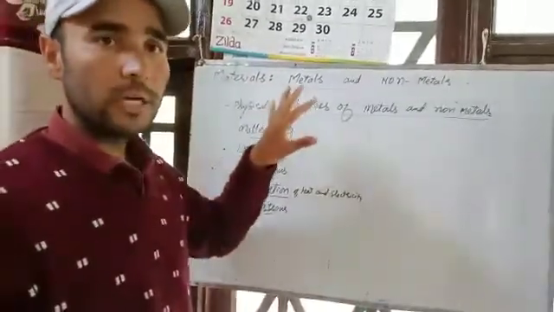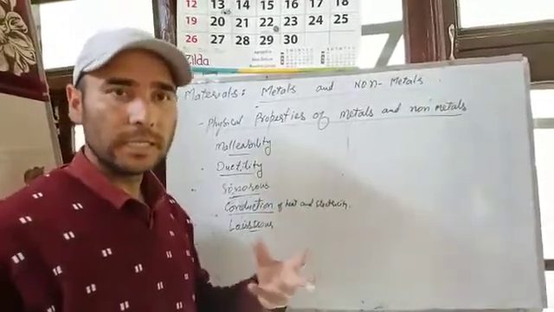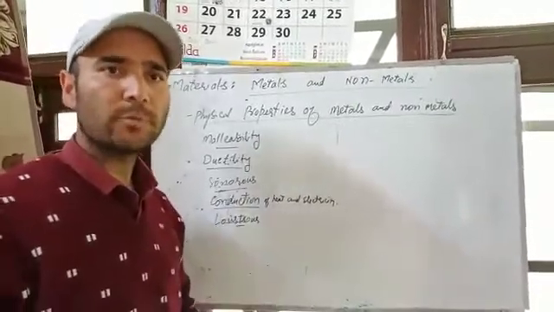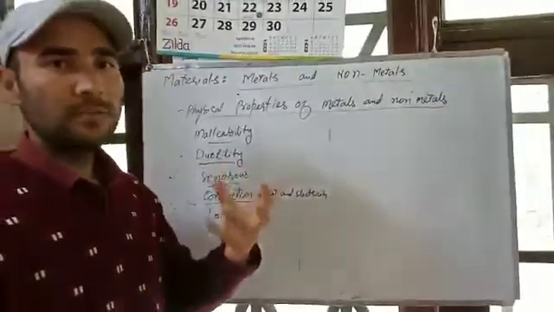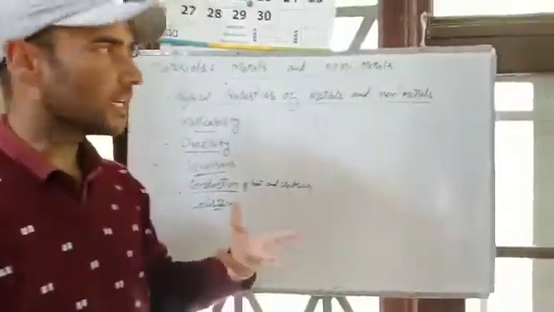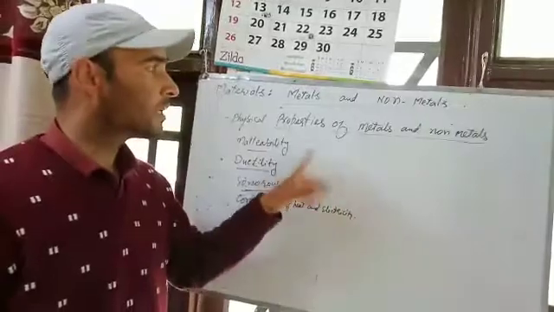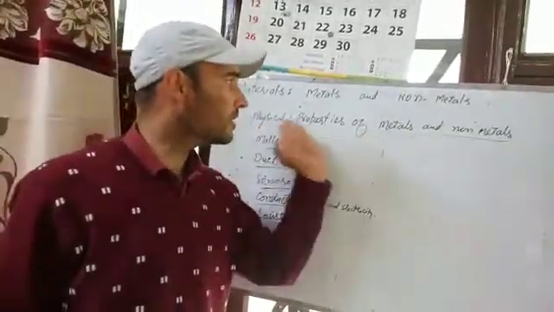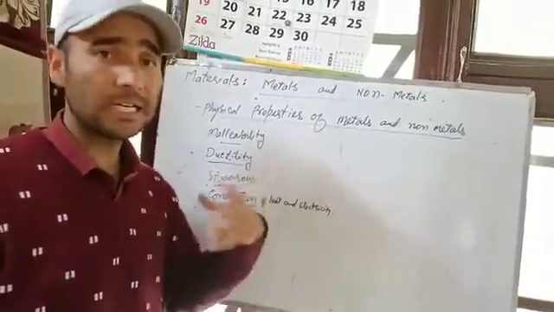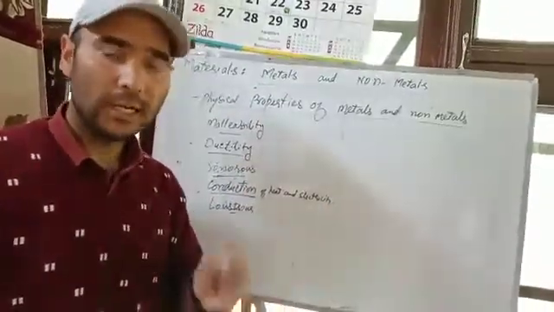In our surroundings, we have seen many different materials, and these materials can be classified into different groups based upon their properties. Like that, these materials can be classified into metals and non-metals. There are many criteria on which we can classify these materials into metals and non-metals. The first criteria is the physical characters or physical properties of metals and non-metals. What are the physical properties on which you can divide metals and non-metals?